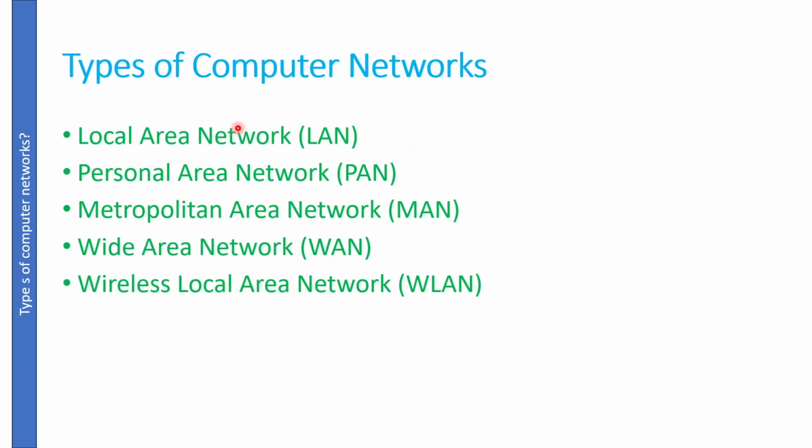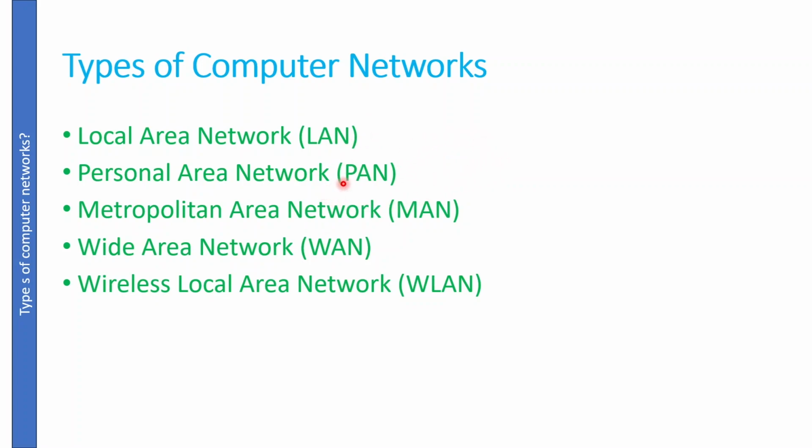When it comes to computer network types, we have 5 types, right? So we have local area network, then after personal area network, metropolitan area network, wide area network and wireless local area network. So local area network means, for example, if you have a small network or medium sized network like one building or school or one company, then you can create a small network which is known as a local area network.